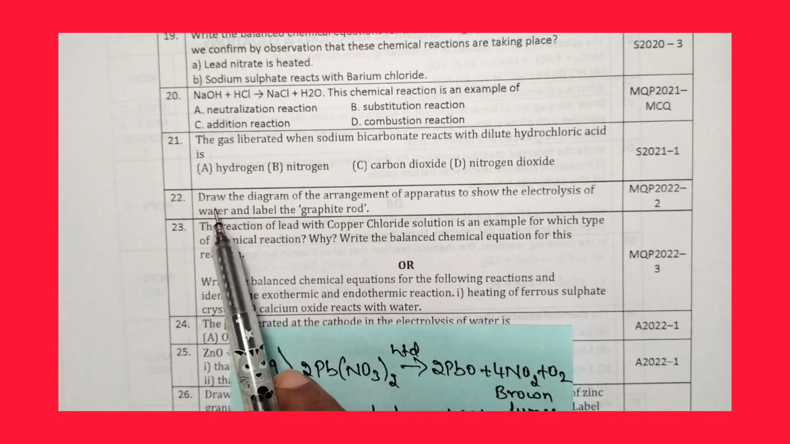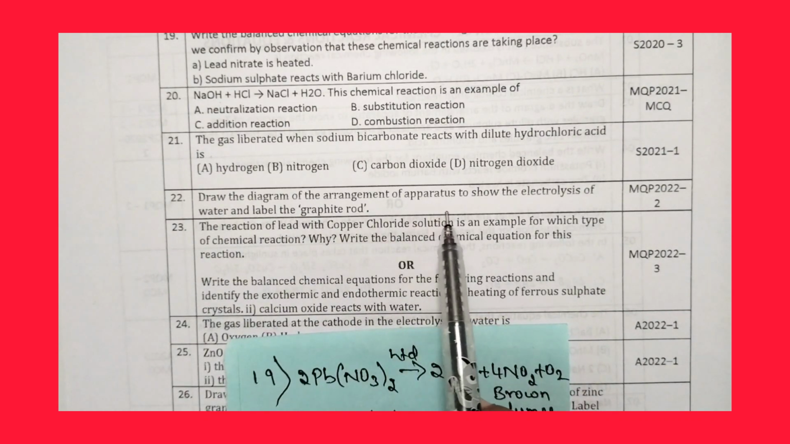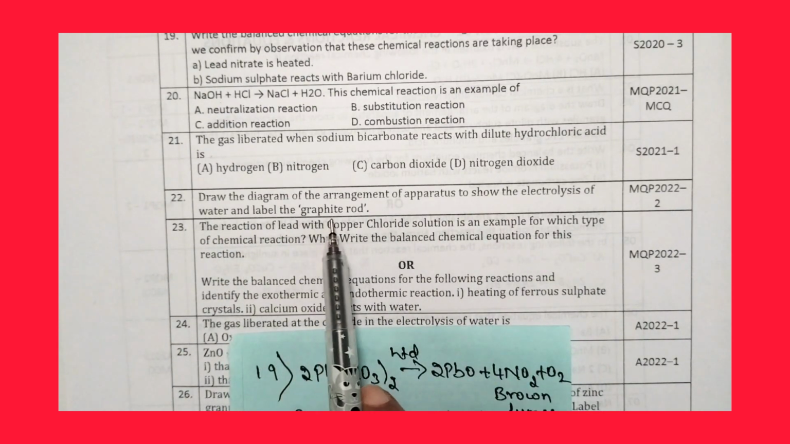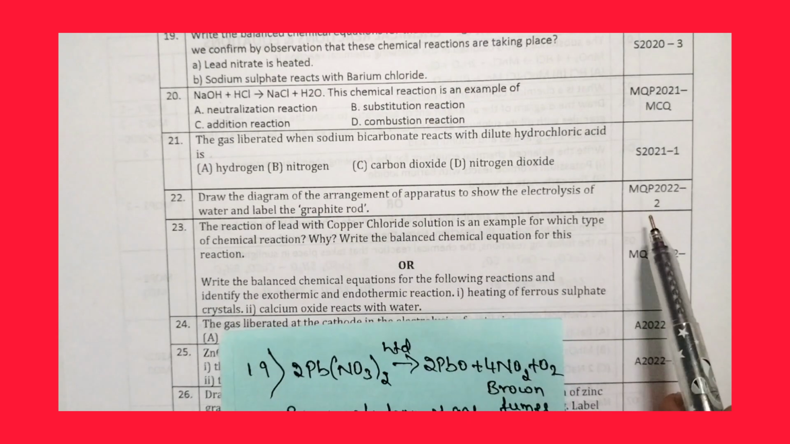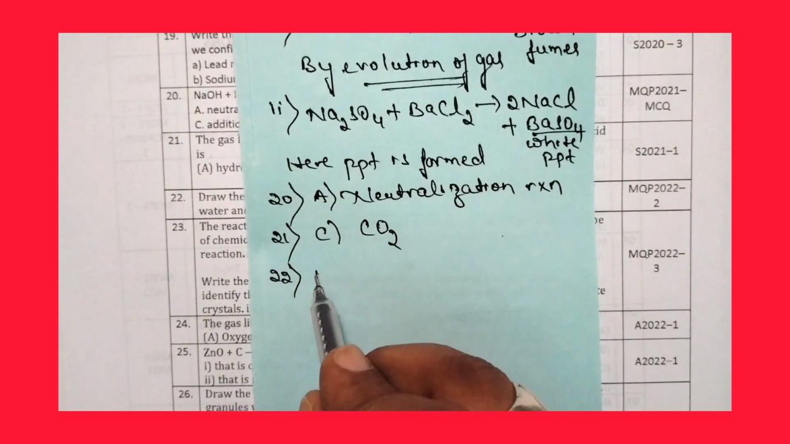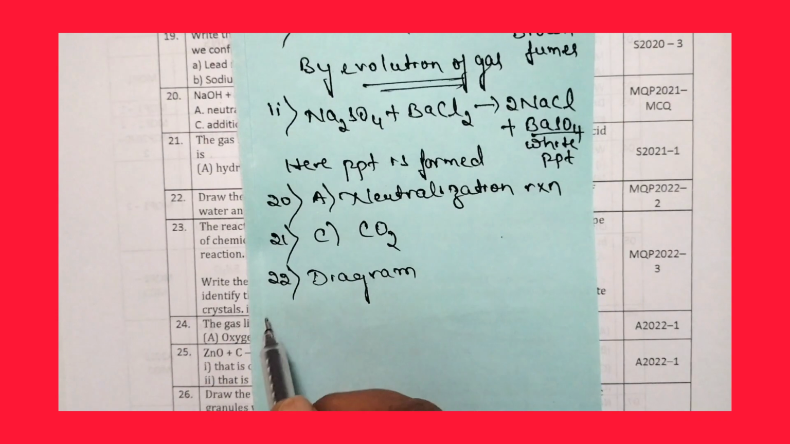Now let us move to the 22nd question. Draw the diagram of the arrangement of apparatus to show the electrolysis of water and label the graphite rod. It is a 2 marks question. So you have to draw the diagram of electrolysis of water. So the 22nd is the diagram of electrolysis of water.